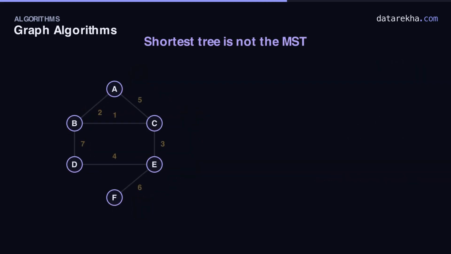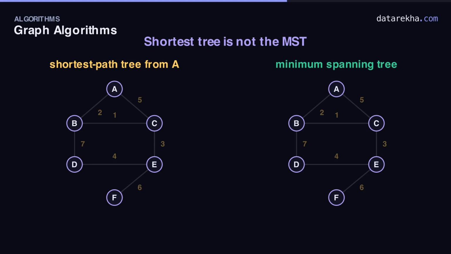Here's a trap that catches almost everyone. The shortest path tree and the minimum spanning tree look similar, but they answer different questions. And on the very same graph, they can differ. Let me put them side by side.